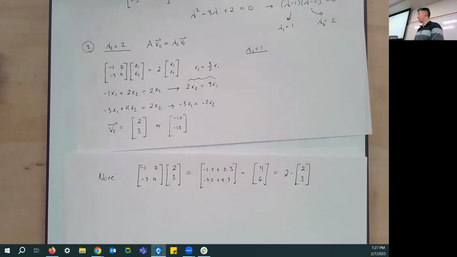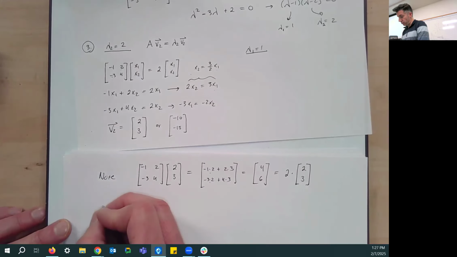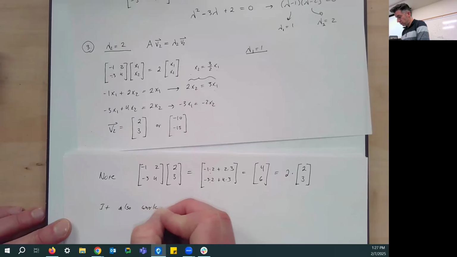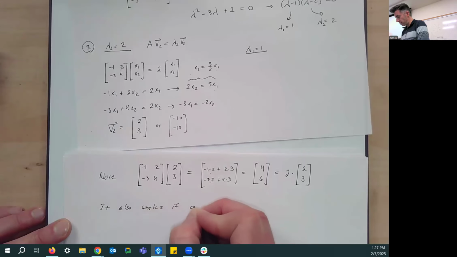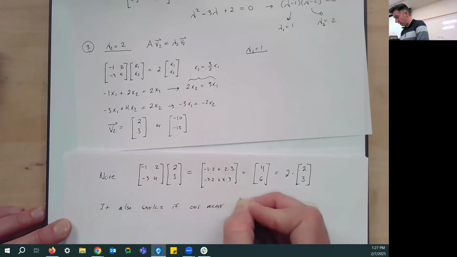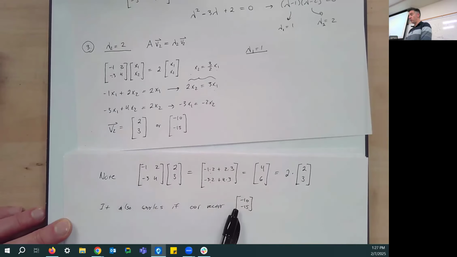So that's the whole point of the eigenvector, is that when you multiply the matrix by it, you just end up getting a multiple of it. And the multiple is always whatever the eigenvalue was. It would have also worked, and you should check for yourself, if our vector is -10, -15. If you multiply your matrix by that vector, you should get -20, -30. You should check on your own.